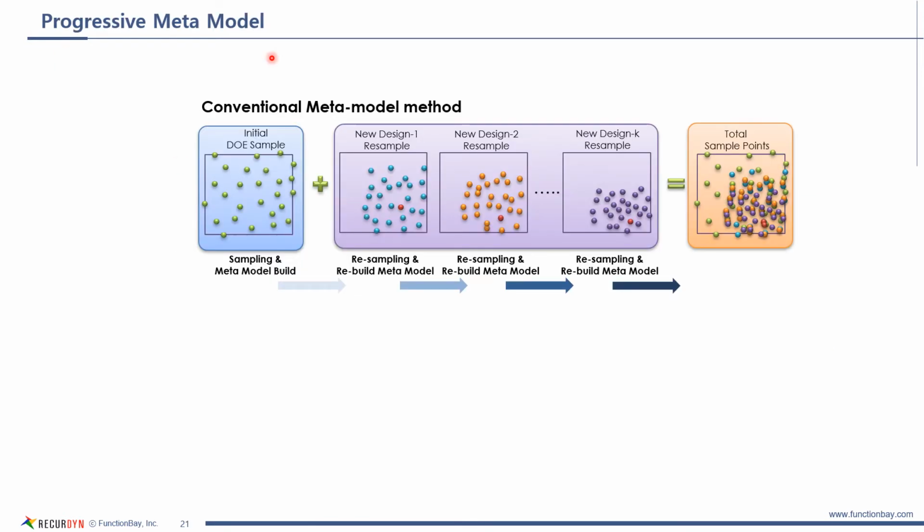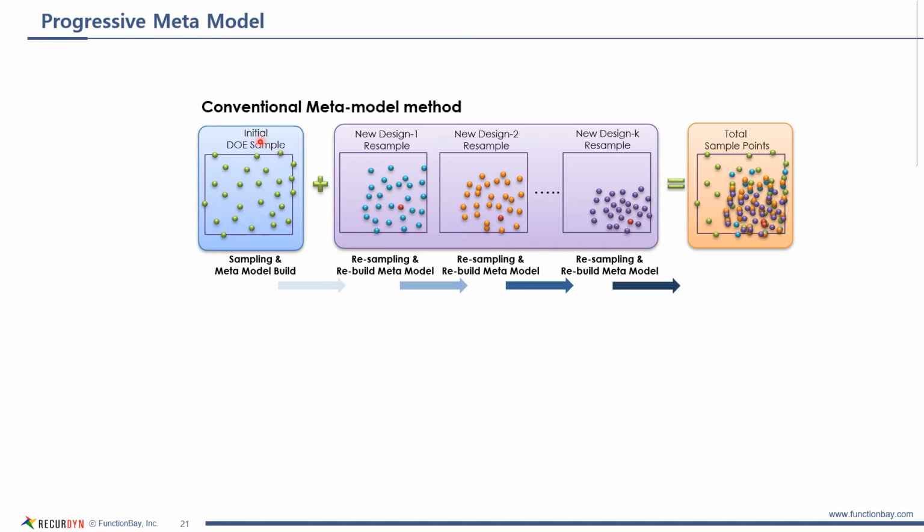Progressive MetaModel is one of the unique characteristics of AutoDesign. Usually, many simulation runs are needed to create a MetaModel. The conventional MetaModel methods have to use many sampling data whenever updating the MetaModel. For example, let's assume that the optimal result is located on the lower right side of the box, but the user will not know this.